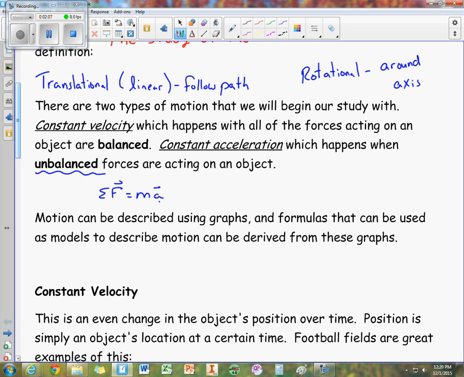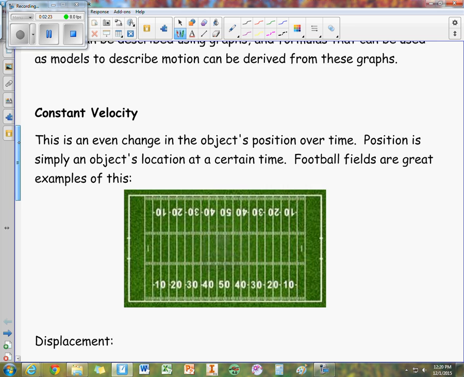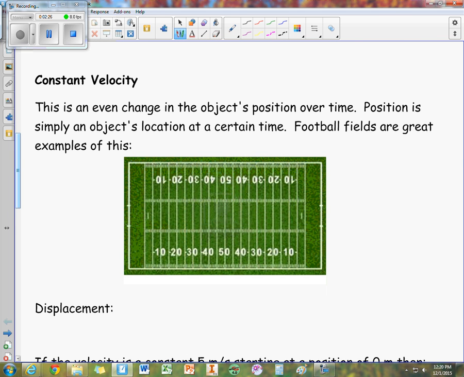Motion itself can be described using graphs, formulas, and we can use those graphs and formulas as models to describe. We get the formulas derived from graphs that help us to understand what's going on with motion. Now, for constant velocity, again, this is when the net force equals 0. This is an even change in an object's position over time.